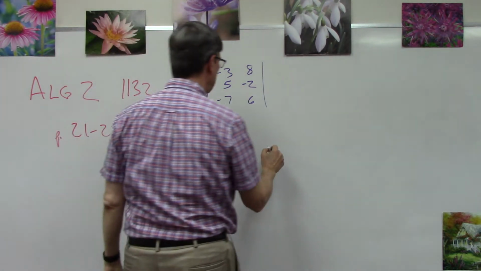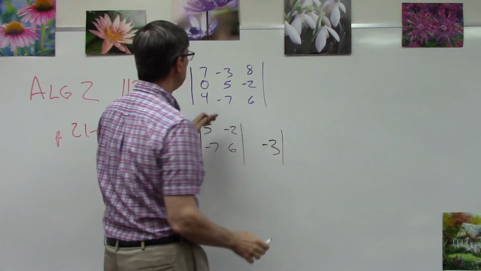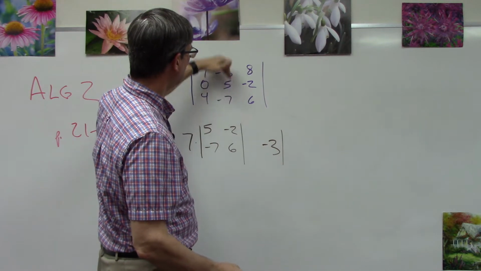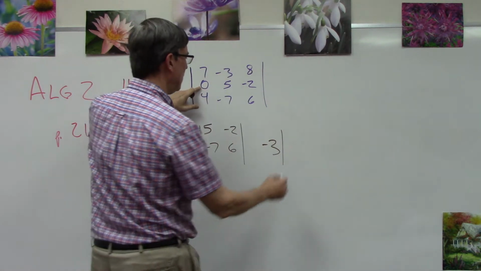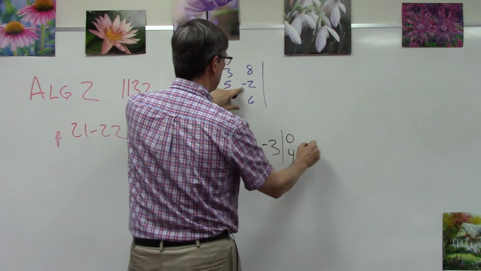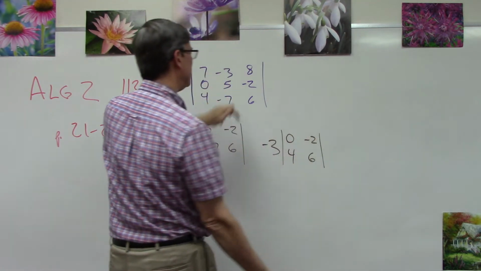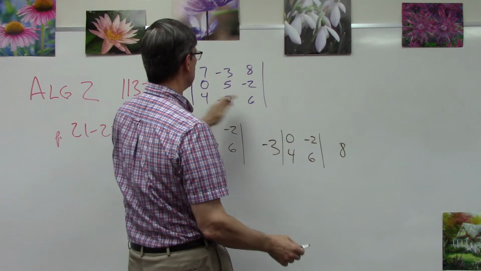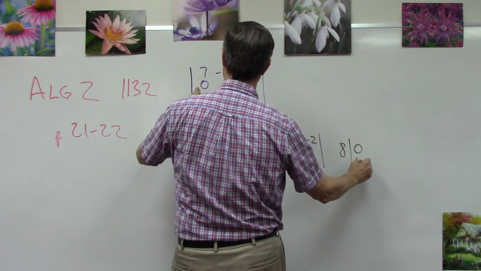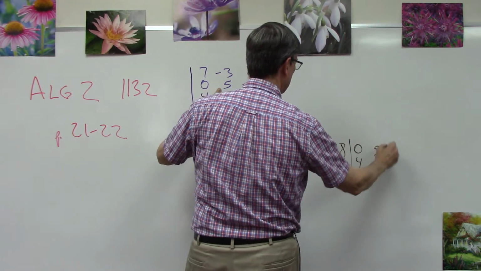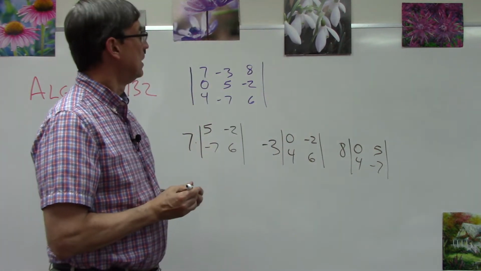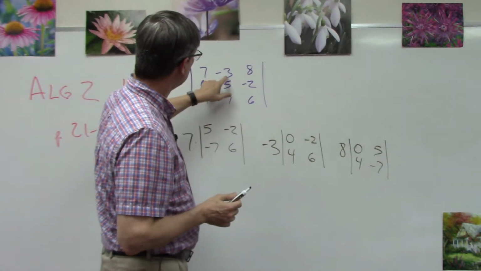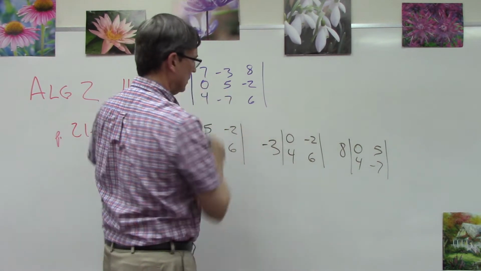Then I'm going to multiply the -3 times the determinant. Now we're going to block out the top row because that has -3 in it, and we're going to block out this column because it has -3. So what am I left with? 0, 4, -2, 6. And then the last one, I'm going to do 8. Block out this, and what's left? 0, 4, 5, -7. All right, so you see what I did so far? We just took this times the rest of it, -3 times this, 8 times this.